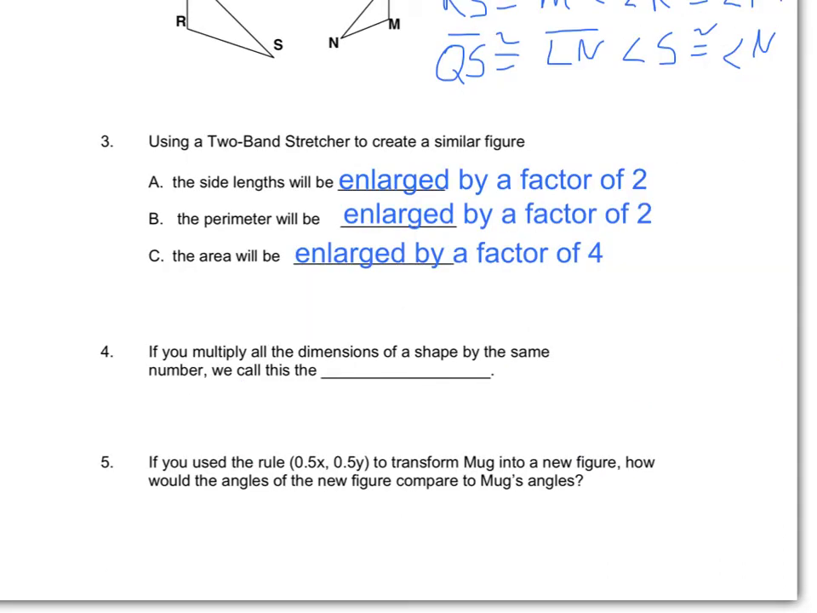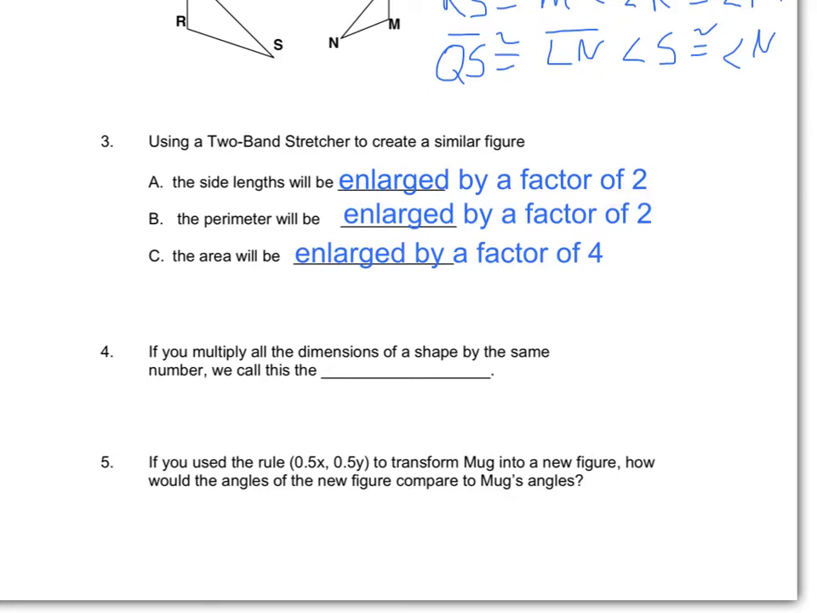Okay, for number 3, using a 2-band stretcher to create a similar figure. For part A, the side lengths will be enlarged by a factor of 2. Please take note of the vocabulary that we are using here. Enlarged by a factor of 2. Do not say bigger or something to that effect, because you need to make sure that you are detailed with your answer. Enlarged by a factor of 2.